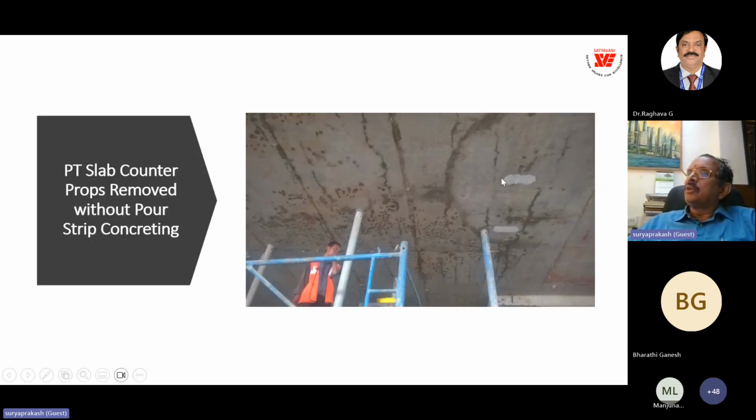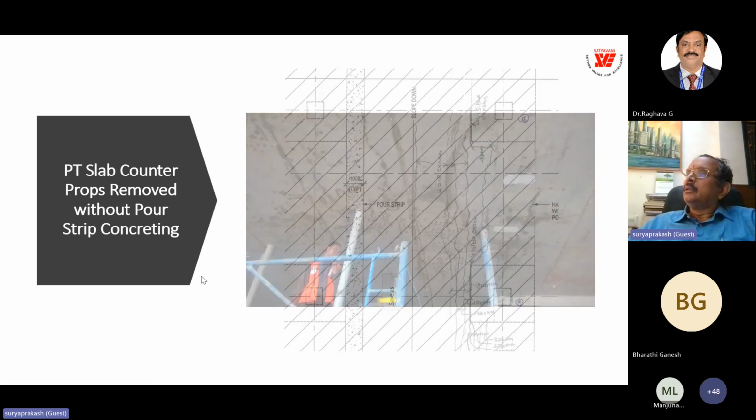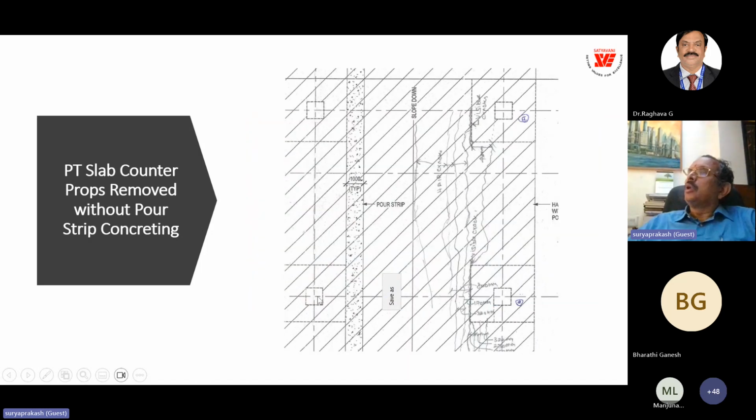This is the actual photograph of the PT slab before the pour strip was concreted, and this is the pour strip in the drawing. These are the cracks. We jacked up the slab, then the pour strip was closed, and we repaired the concrete by grouting. Where we found the reinforcement inadequate, we added reinforcement and a jacket.